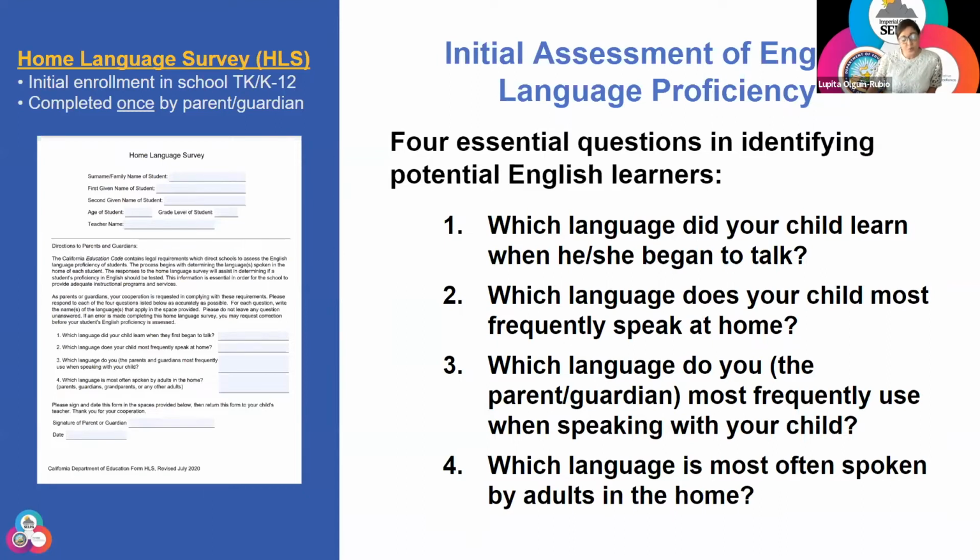The first three questions really focus on the language. Vanessa, you have a question? You have a comment? Actually, I have a comment, Lupita.